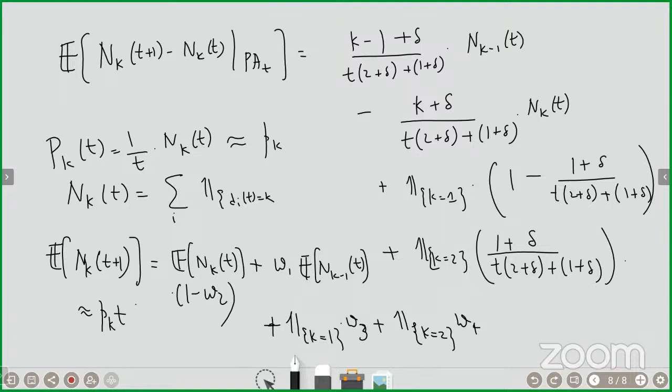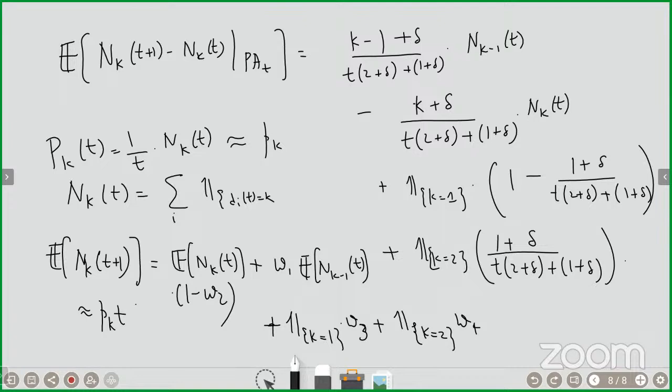Is that clear? No, I'm confused with what you answered. So what are we trying to show? Trying to show that the expected value of NKT is equal to PKT. This has to happen. We don't even know what the answer is, but if this has to happen, what has to happen to this equation? So if I subtract the expected value of NK of T plus 1 minus the expected value of NKT alone, what do you expect that difference to look like? Just PK.